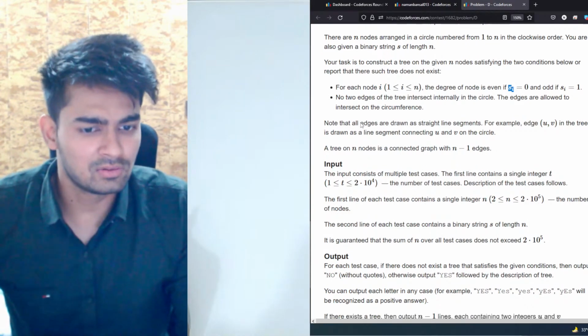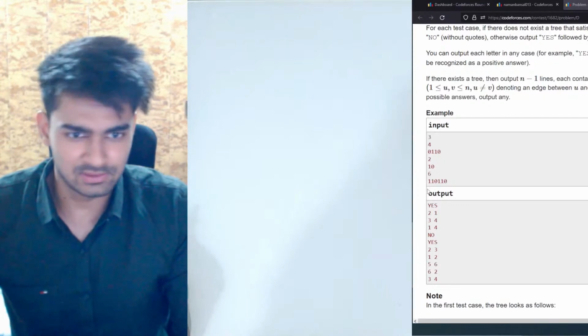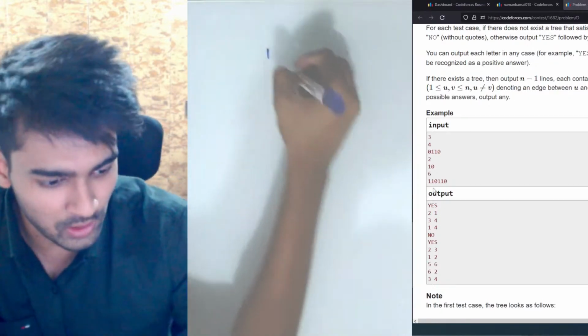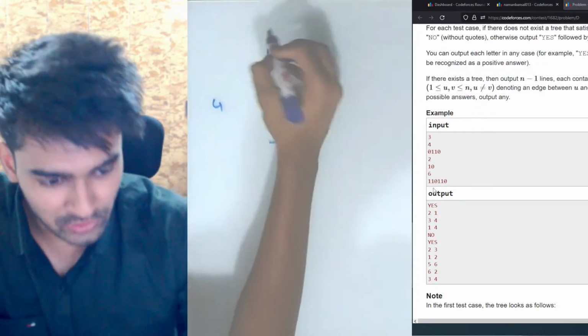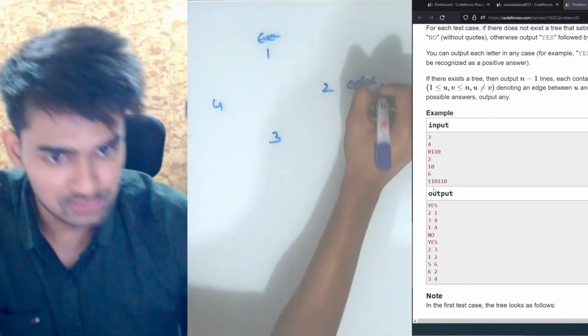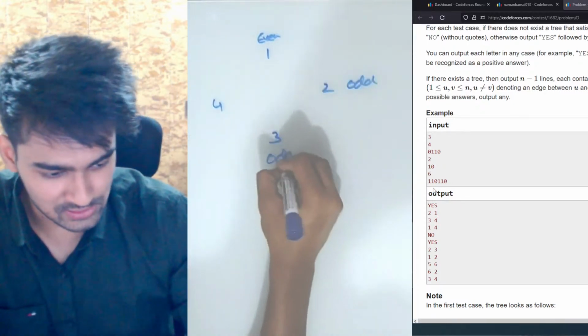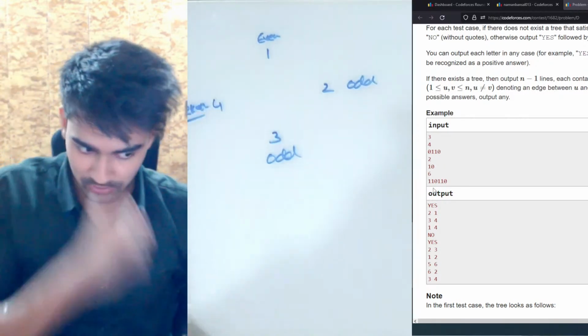Now, okay, cool. Let's look at the test cases. I'll first make the first test case. So we have 4 nodes, 1, 2, 3, and 4. 1 should have even edges, 2 should have odd edges, 3 should have odd edges, and 4 should have even edges. Okay, now how to do this?